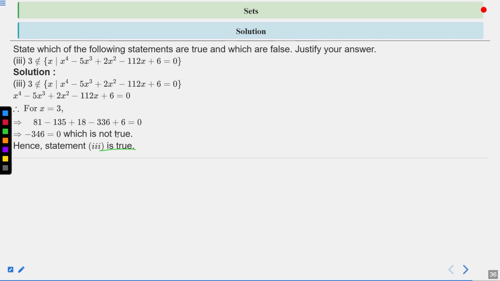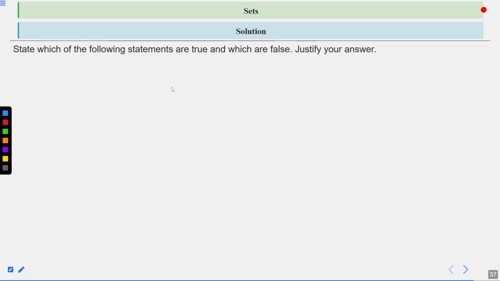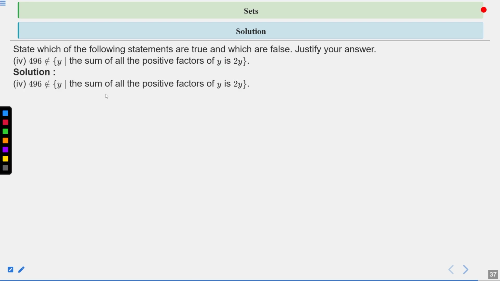Moving on to next. Now fourth part. So 496 does not belong to the collection. Collection is collection of all y such that sum of positive factors of y is twice of y. So solution. Starting with the condition. So first of all, listing all the factors of 496. We are getting 1, 2, 4, 8, 16, 31, 62, 124, 248, 496.